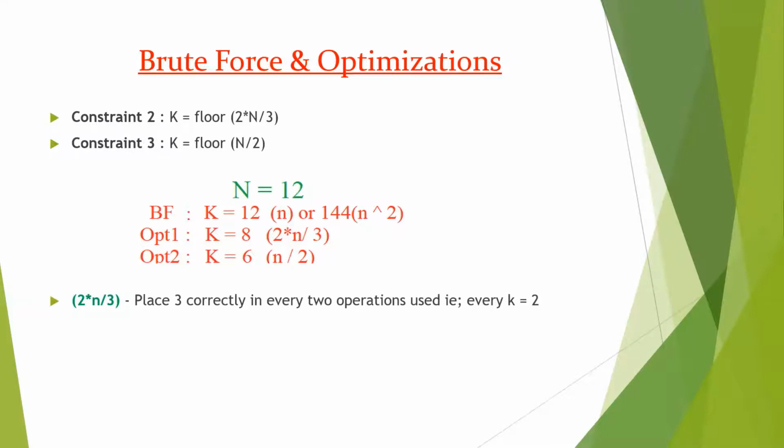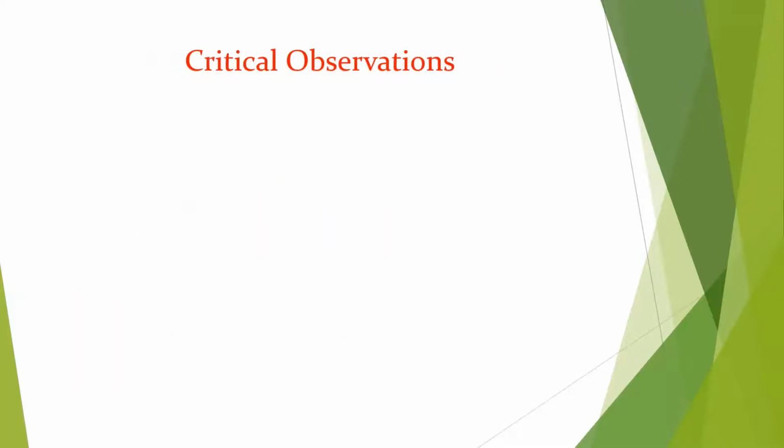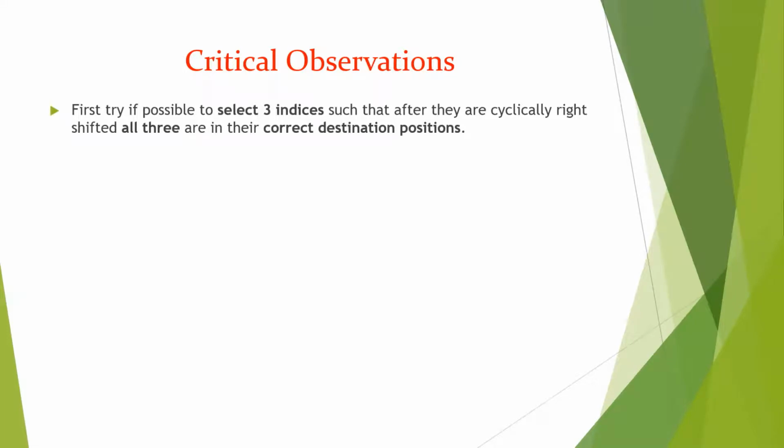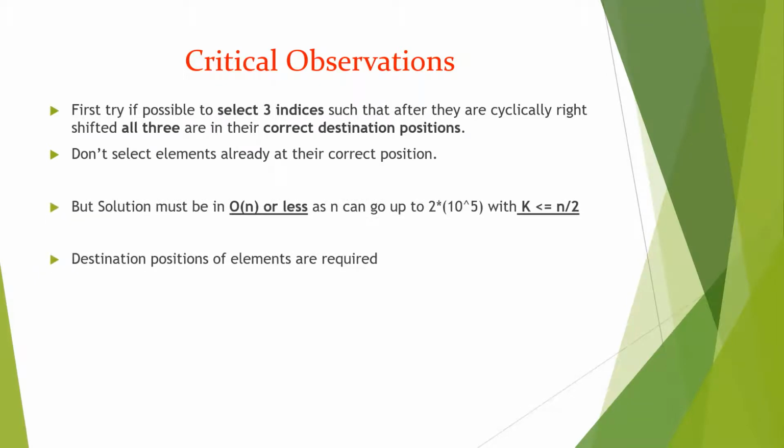Observing the value of k equal to 6, which is exactly half of the total, we get to know that we need to place at least 2 elements correctly in every operation to achieve this. Now some further observations. If possible, we need to select indices such that all three get placed at their correct destination positions after the right shift. Another observation is to not disturb elements already in their correct position. Also, the solution must be in O of n or less.